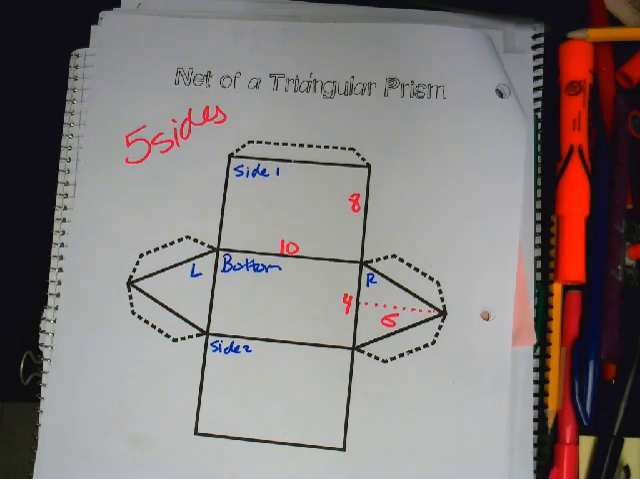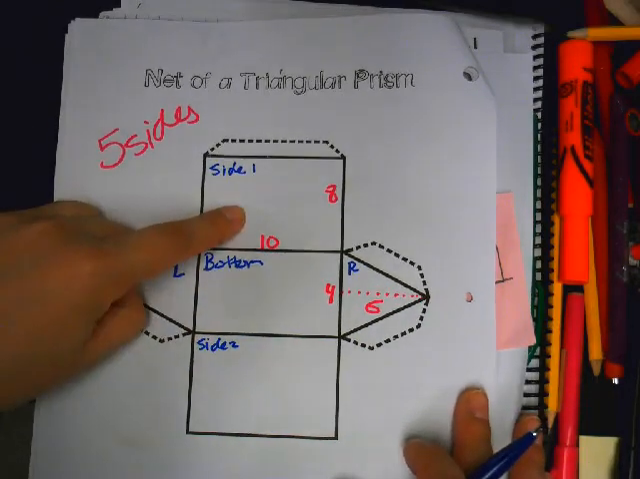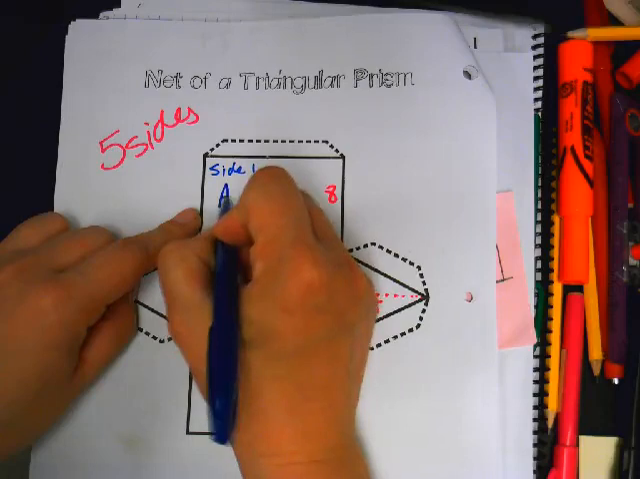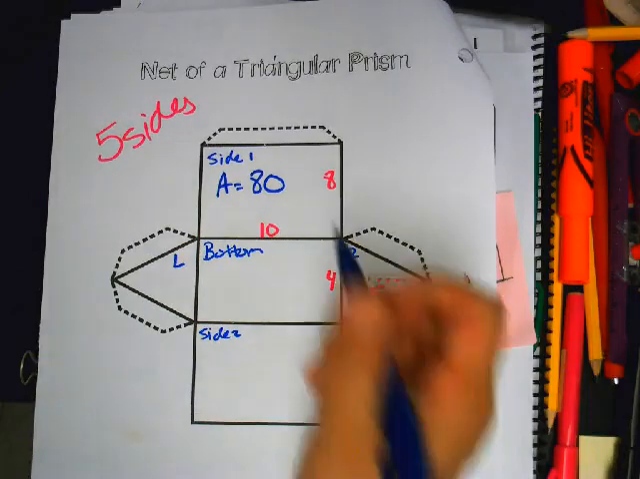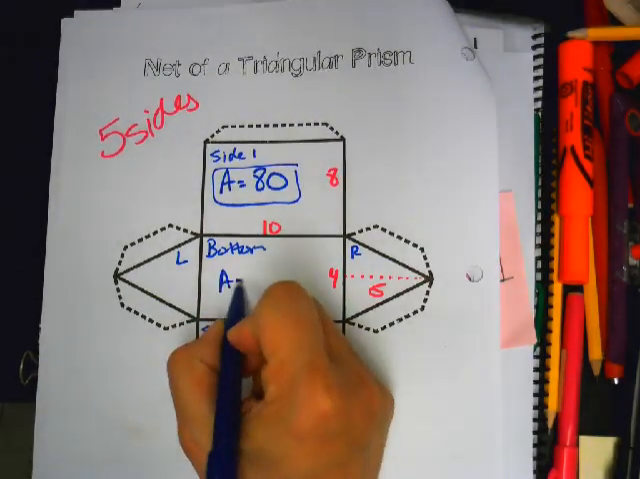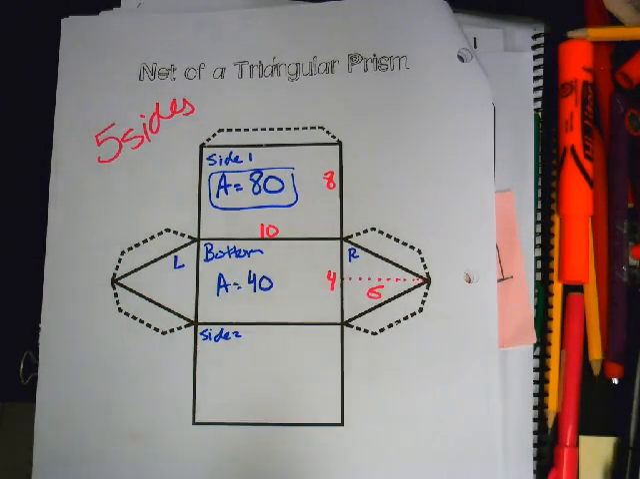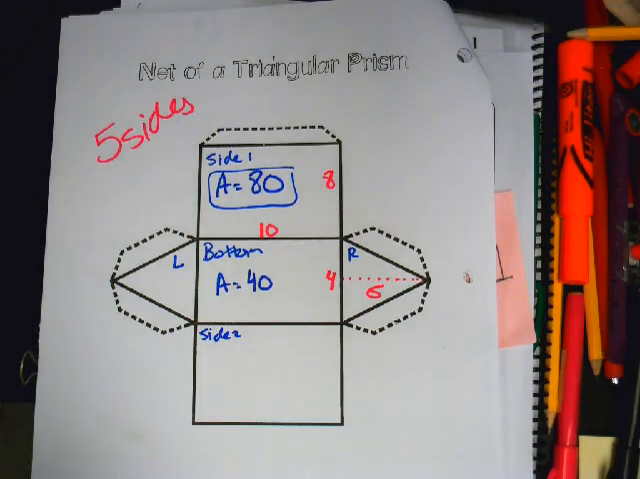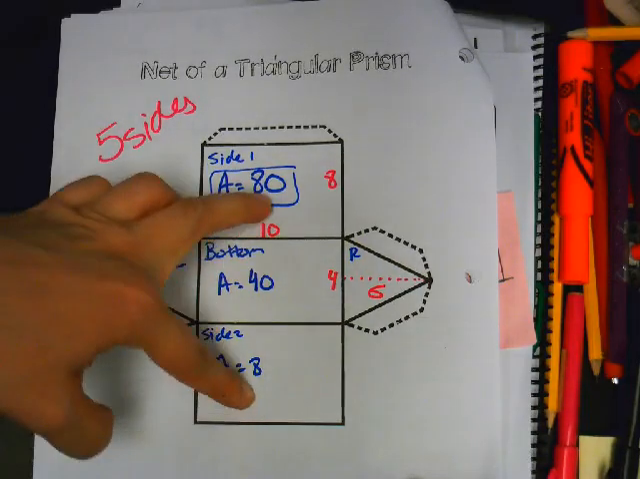Oh no, where are they? I used to have 3D shapes, but all right. So. What is the area of side 1? 80. What is the area of the bottom? 40. Side 2? 80. This would be the exact same measurements as side 1.